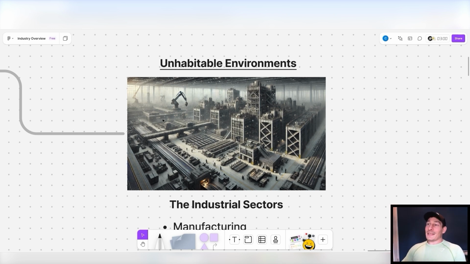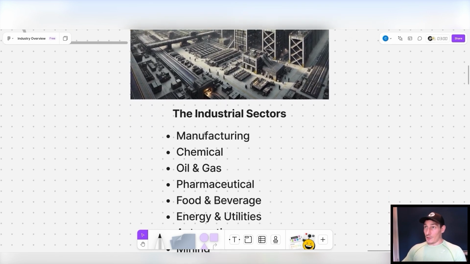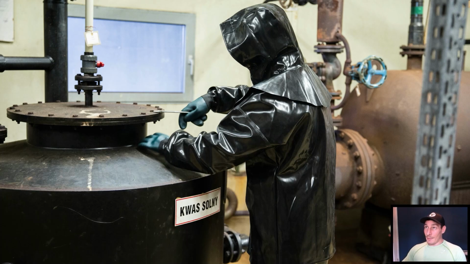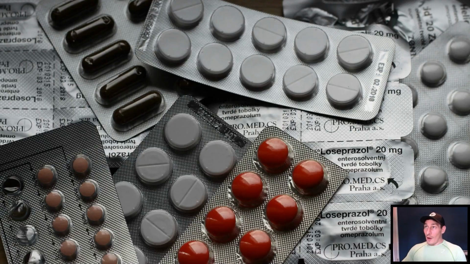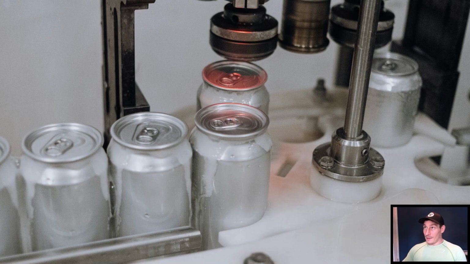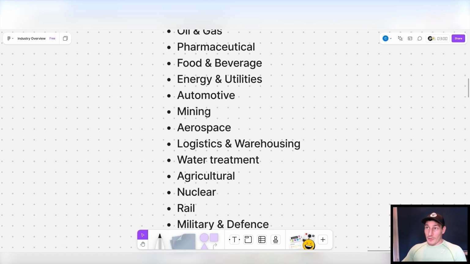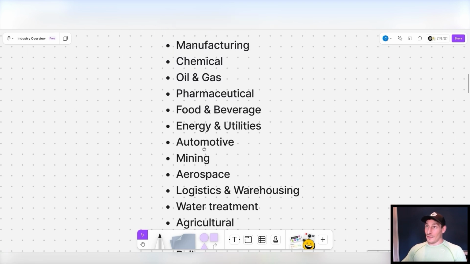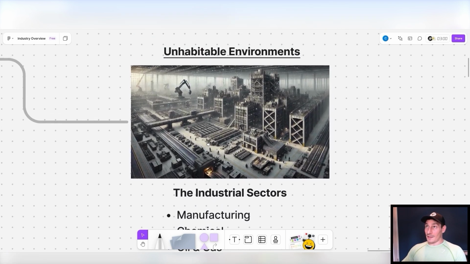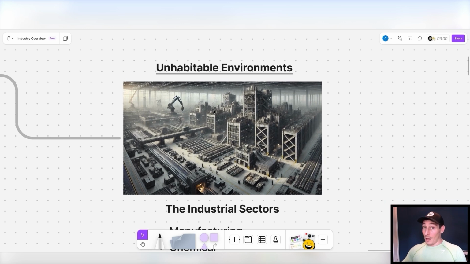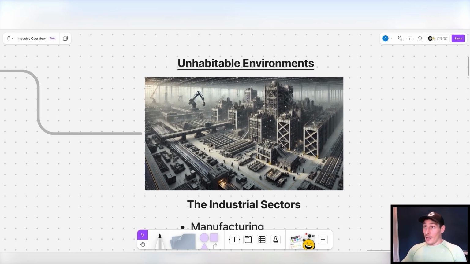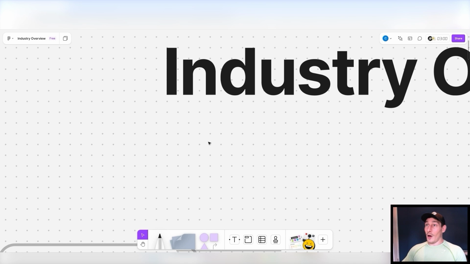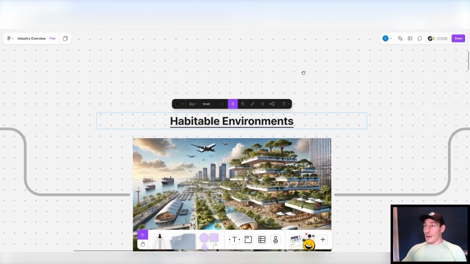So that's how they're split, and I'm going to come back to uninhabitable environments. Basically, industrial sectors: manufacturing, chemical, oil and gas, pharmaceutical, food and drink and beverages. You get the idea. There are so many sectors that come under the industrial sector, which are ultimately uninhabitable environments. But I'm going to come back to that.